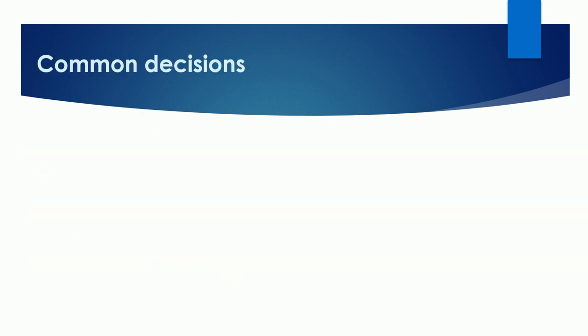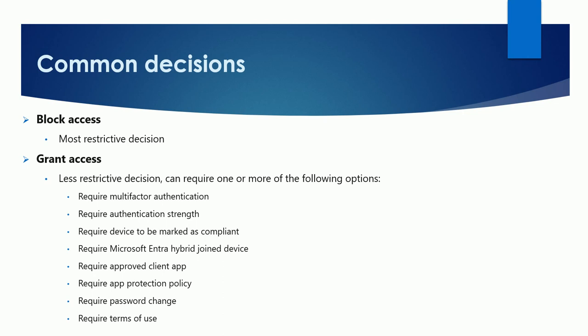Now, here are the common decisions. What decisions can you take? Either you can block completely, the most restricted decision. Don't keep the block access, because if you block the access, the user cannot connect to the company. Grant access is the less restricted decision. So don't select completely block access; you can select grant access with certain conditions. If the user device is not compliant, you can give grant access under certain conditions for some parts of your company environment.